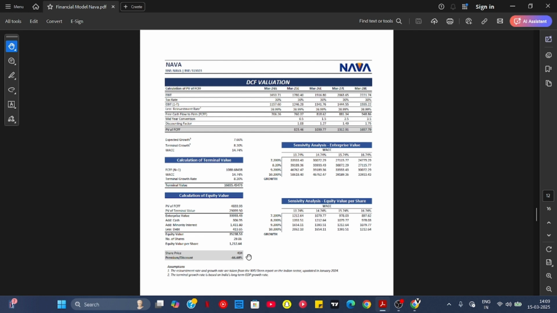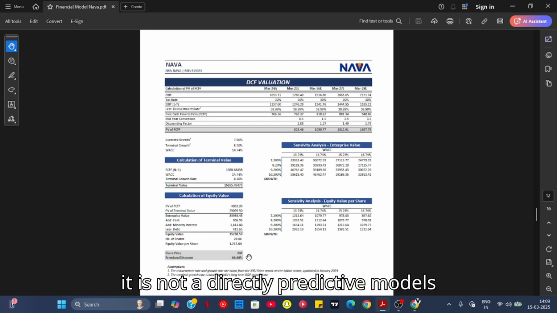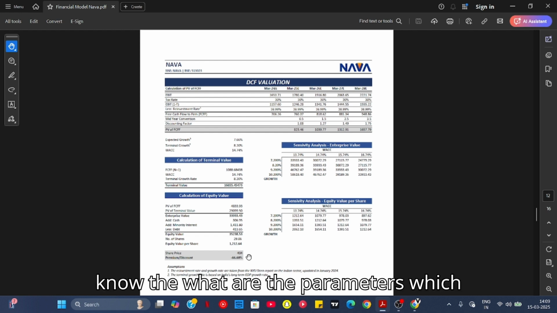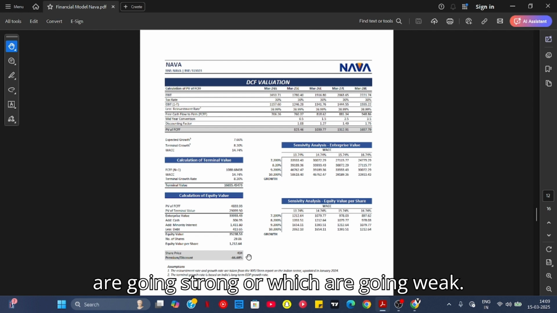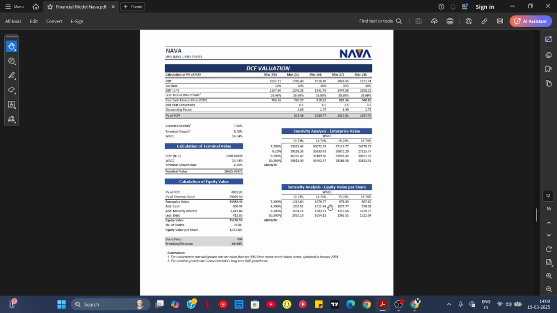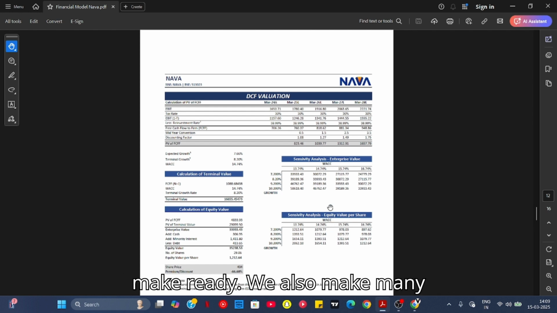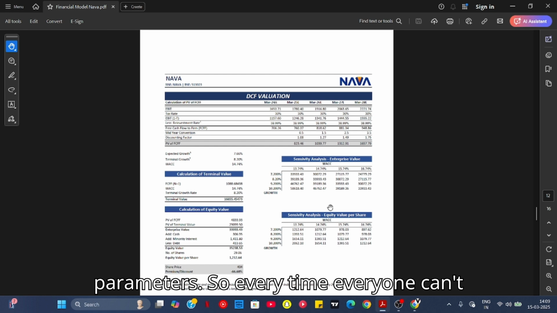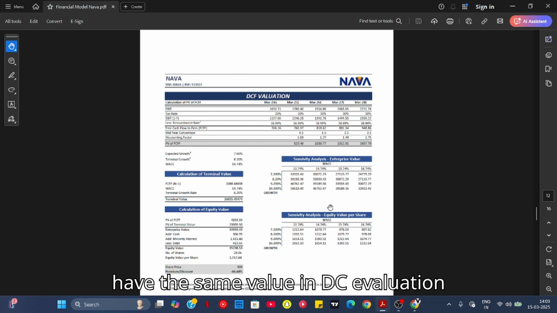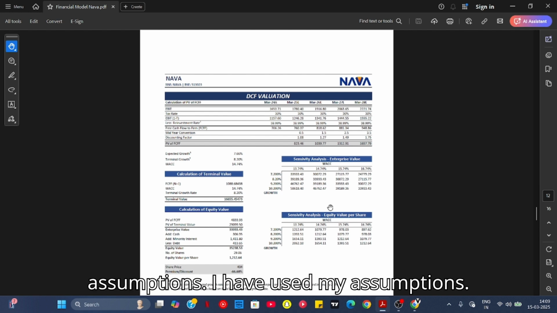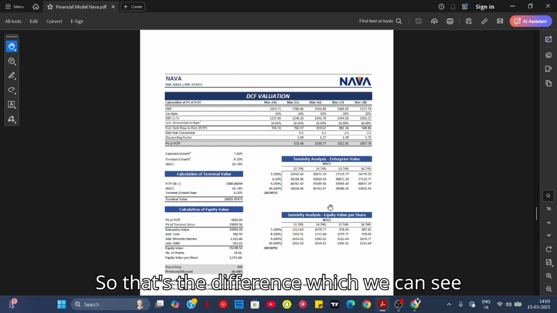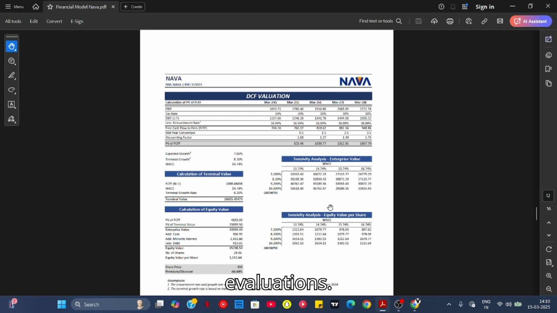It is not a directly predictive model, but we can use it to know which parameters are going strong or which are going weak. And while making a DCF valuation, we also make many assumptions of percentages, values, parameters. So everyone can't have the same value in a DCF valuation, because some people use different assumptions. I have used my assumptions, so that's the difference which we can see between my DCF valuation and other DCF valuations.